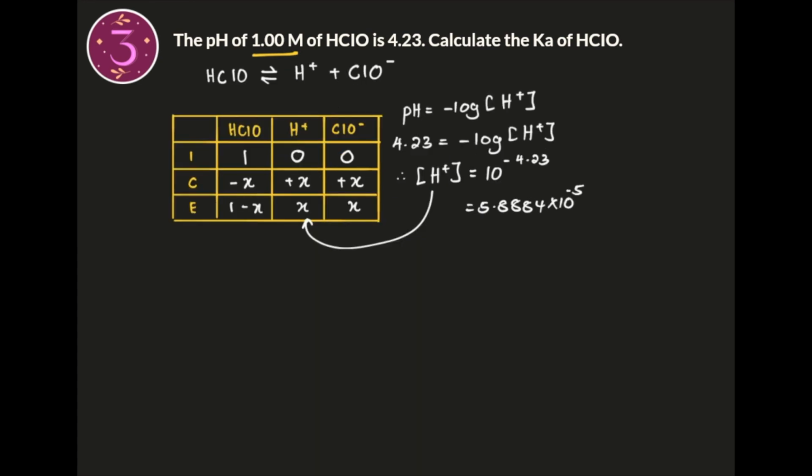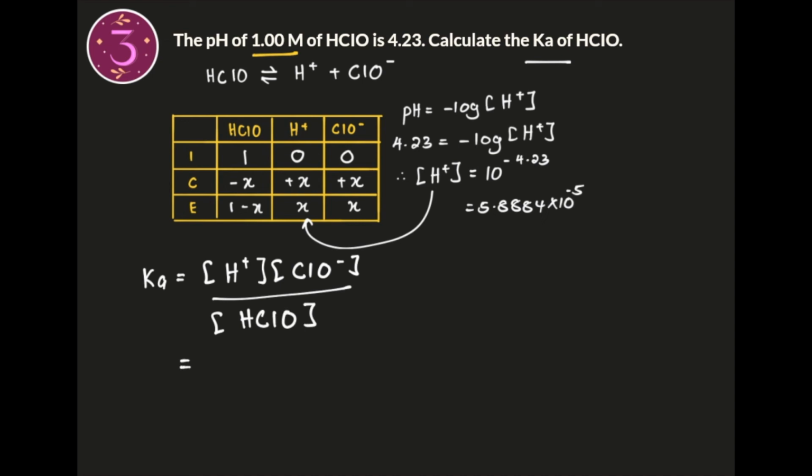In this question, you were asked to calculate the value of Ka. In order to calculate the Ka, it is whatever is in the product divided by whatever is in the reactant. Therefore, we write Ka equivalent to concentration of H plus times the concentration of ClO minus divided by concentration of HClO. We are going to plug in all the values, whereby the value of X is equivalent to 5.8884 times 10 to the power of negative 5. I'm just going to write it as X, and then we are going to substitute that value.